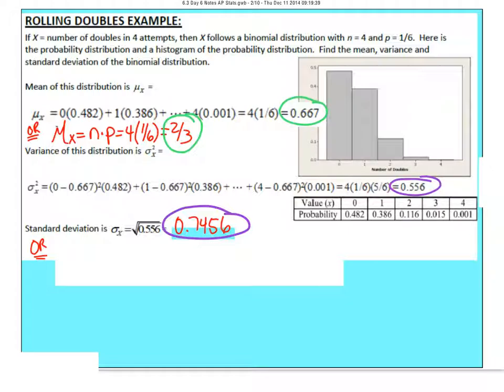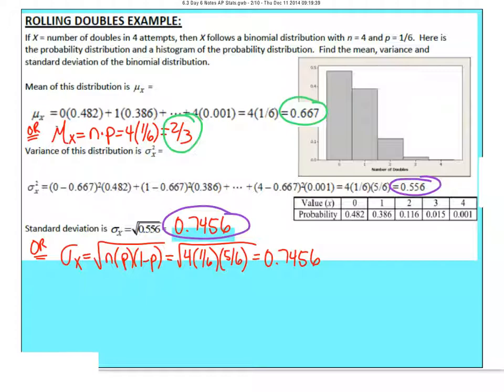Now again, because it's binomial, I have a second option. I could use this formula. It's clever how it works. N is 4, probability of success is 1/6, failure is 5/6, take the square root, and we have the same answer.